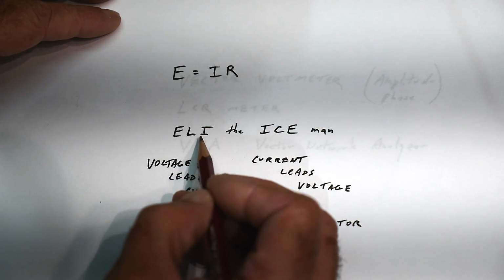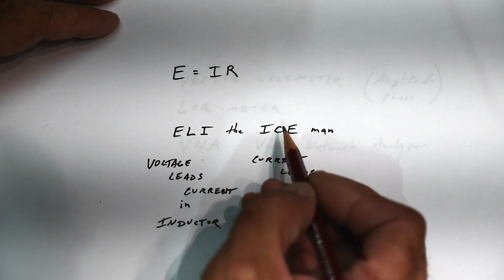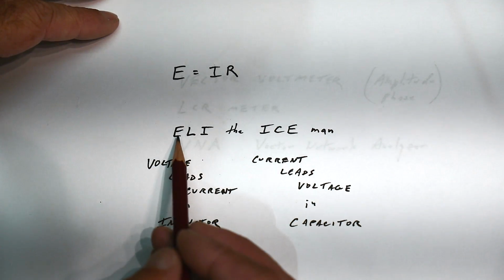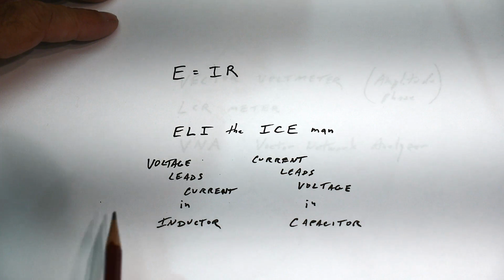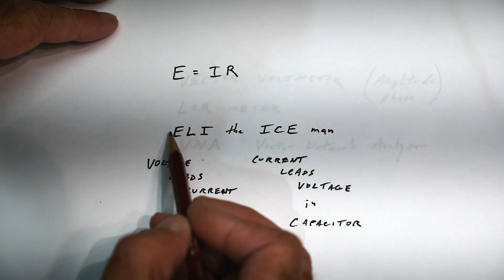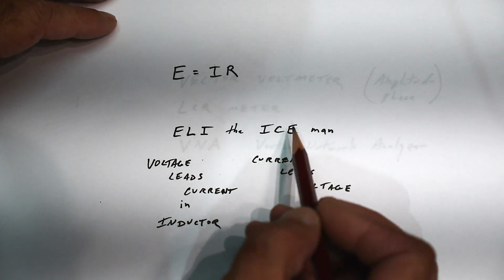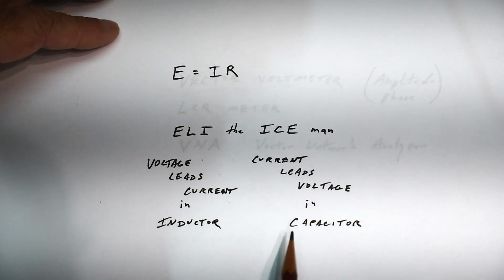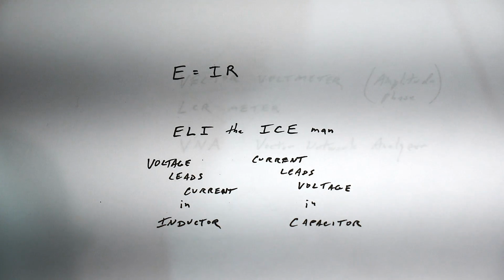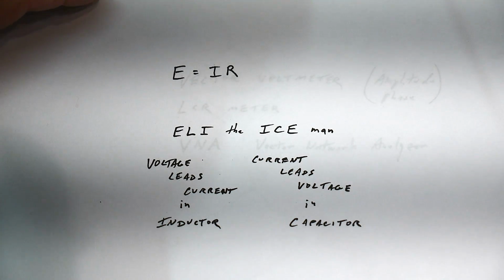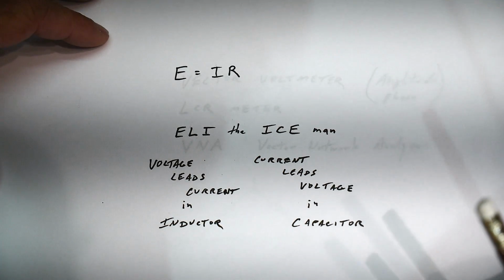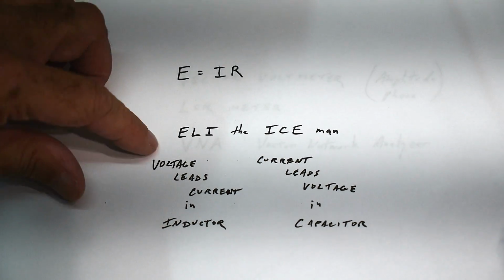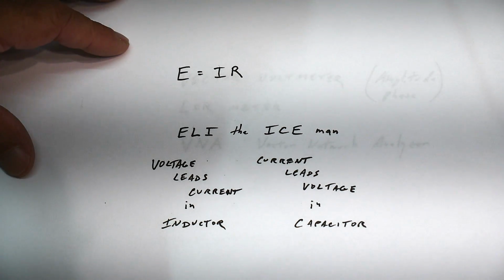That in an inductor, the L is in the middle, and the C is in the capacitor. So in ELI, the voltage comes before the current. So voltage leads current, current lags voltage. And in ICE, current leads voltage, voltage lags current. And I knew that. Didn't really quite comprehend the usefulness of it, but I think you needed it to pass the test, or maybe it just stuck in my head. I don't know. Anyway, ELI the ICEman. Anyway, we saw that in the scope.